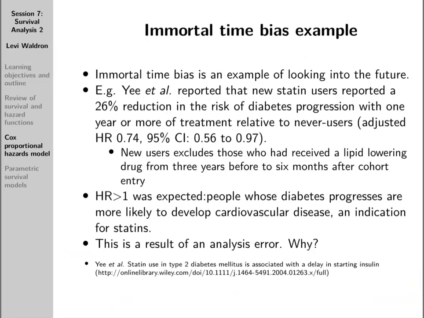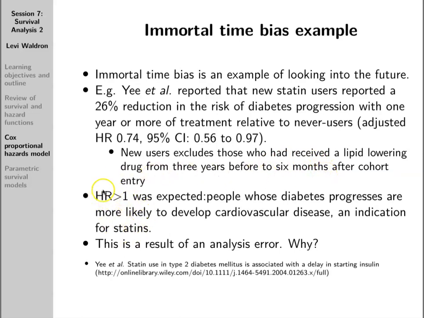So mortal time bias is one example of this looking into the future. And here is a published example of a report that new statin users had a 26% reduction in the, well, I shouldn't say risk, it's hazard of diabetes progression with 1 year or more of treatment relative to never users of statin. And in this study, new users excluded those who had received a lipid-lowering drug from 3 years before to 6 months after cohort entry.